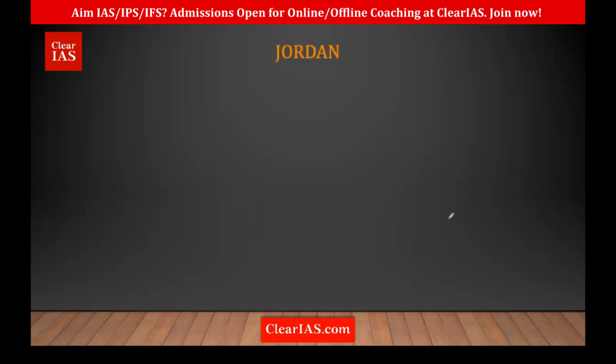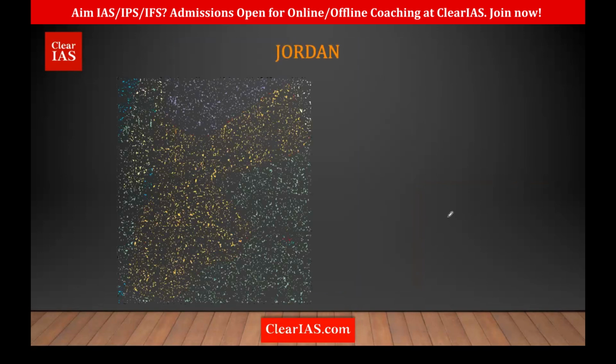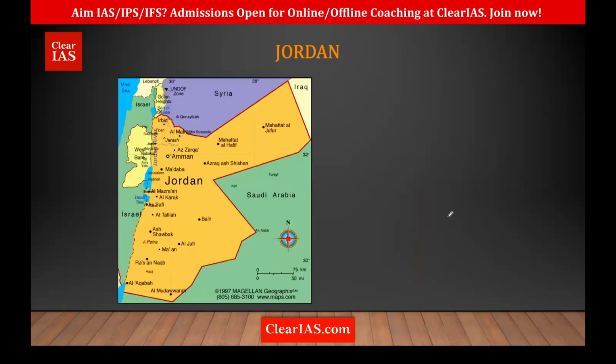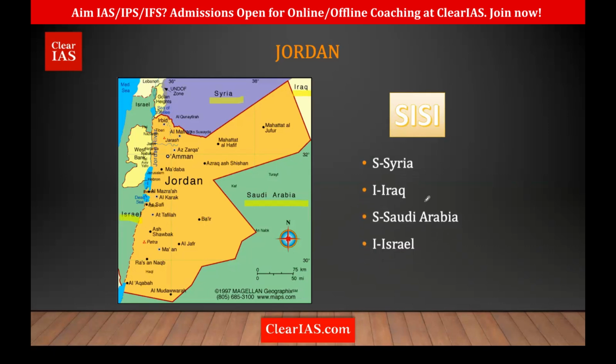Now we move on to Jordan. So remember, Jordan has so many sisters. Jordan loves his sisters, so it's called Sisi. Why Sisi? There is Syria here, Iraq here, Saudi Arabia here, and Israel here. So Sisi: Syria, Iraq, Saudi Arabia, and Israel. So Jordan loves all his sisters, or Sisis. It's easy to remember, right?